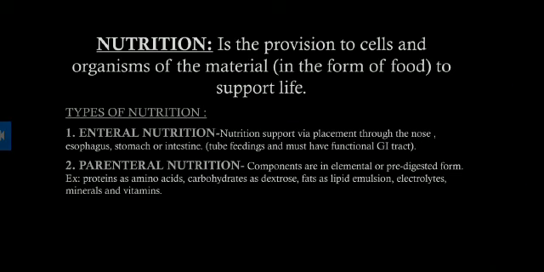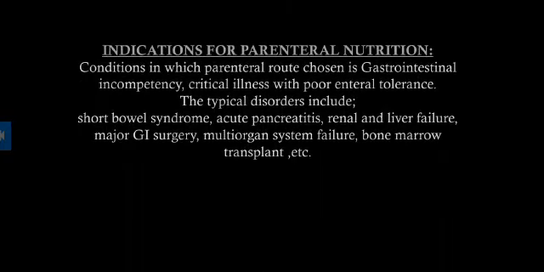Second, parenteral nutrition. The components are in elemental or pre-digested form. Examples: proteins as amino acids, carbohydrates as dextrose, fats as lipid emulsion, electrolytes, minerals and vitamins. The conditions in which the parenteral route is chosen are GI incompetency and critical illness with poor enteral tolerance. The typical disorders included are short bowel syndrome, acute pancreatitis, renal and liver failure, major GI surgery, multi-organ system failure, bone marrow transplant.